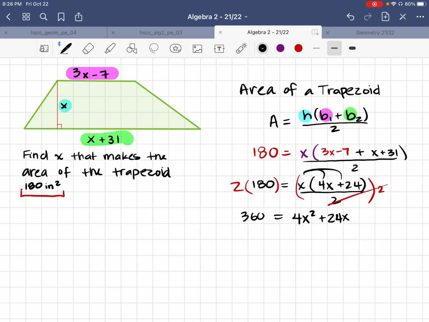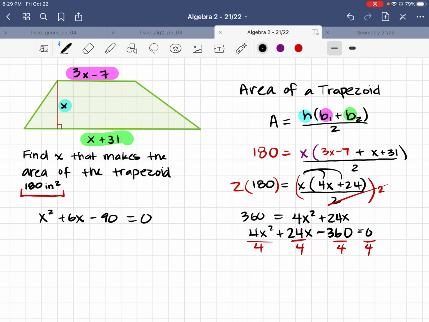At this stage, you can do the problem several ways. I'm going to set it equal to 0, so we're going to go 4x squared plus 24x minus 360 is equal to 0. And then I notice that there is a GCF, so I'm going to go ahead and divide everything by the GCF in this problem, which is 4. And this is going to result in x squared plus 6x minus 90 is equal to 0.